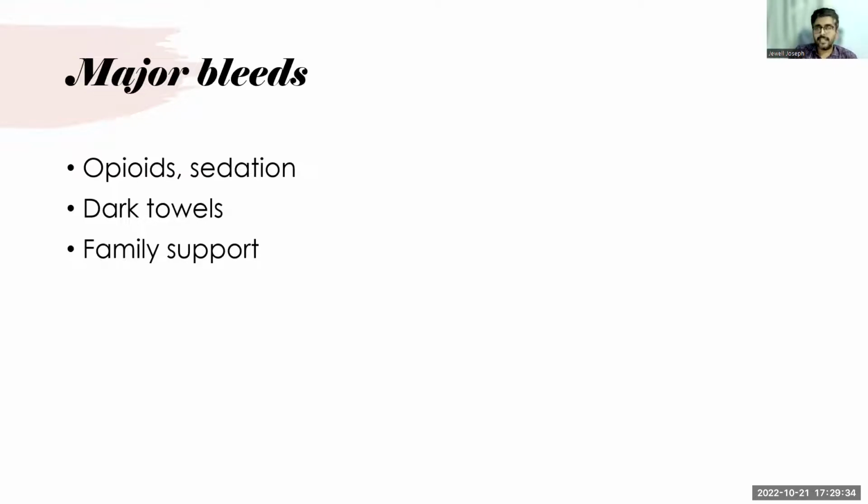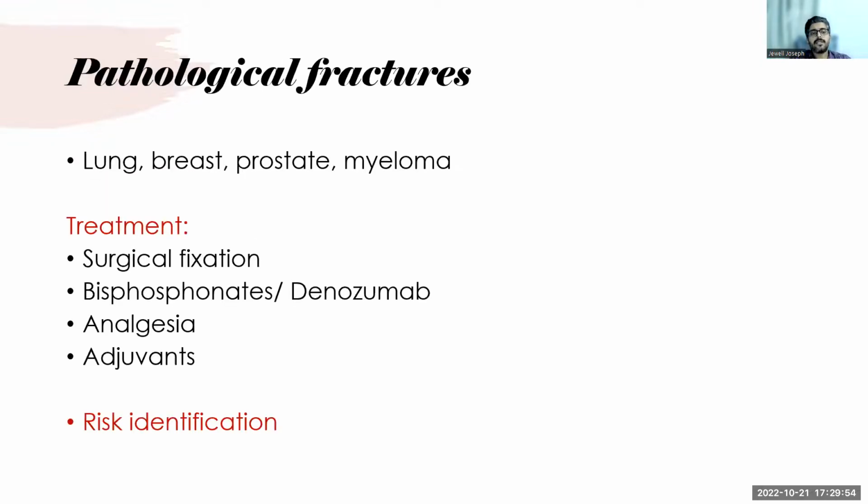We'll give opioids and sedate the patient, and we use dark towels, mostly to prevent anxiety among the caregivers, because the sight of massive bleeds is very, very distressing to the patient and to the caregivers. So we use dark towels and we just hold hands and support the family. That is all that we can do in this situation.